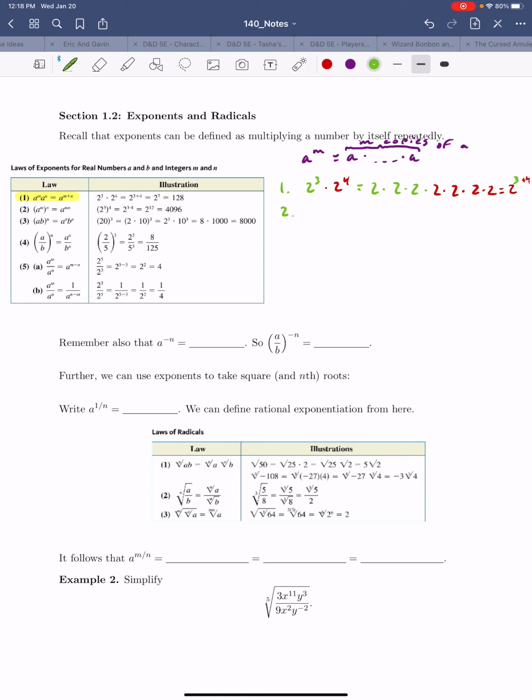All right, number 2. Again, my calculus students forget this one all the time. They just have no idea what to do when you have a to the m raised to the n. Keep in mind, what is this really? Well, let's take a look. If we have 2 cubed to the 4th, that's the same thing as 2 cubed times 2 cubed times 2 cubed times 2 cubed. And then you can just add them all up, right? And I think it's pretty clear that that's 2 to the 3 times 4, right? Because you're adding 3 to itself 4 times.